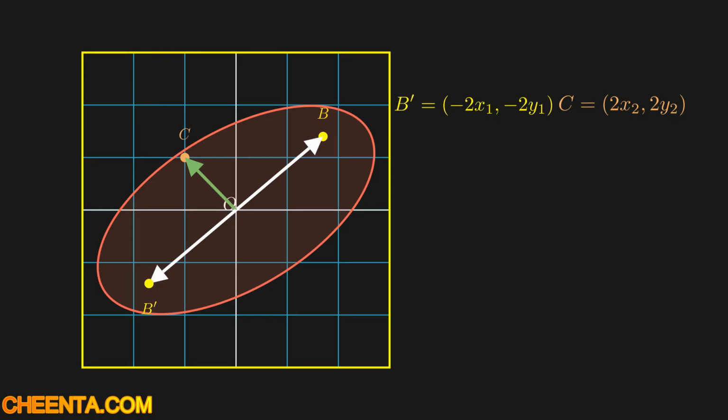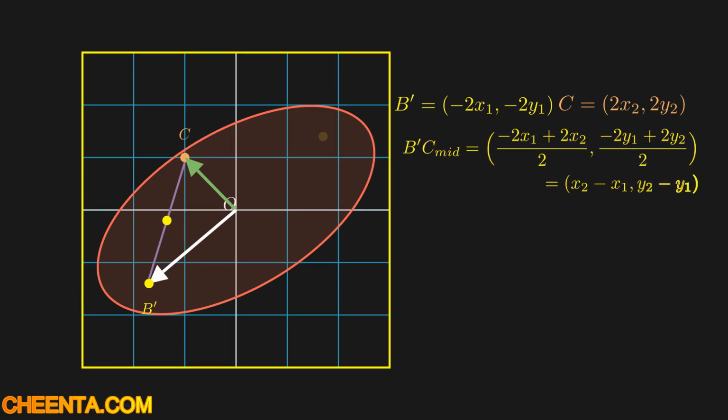Now, as the points B dash and C are inside this set K, their midpoint will also be inside this set K, which is represented by the new yellow dot. Its coordinate can be calculated mathematically, and this is the formula. As you can see, its coordinate is (x2 minus x1, y2 minus y1), and these two are actually integers. Hence, this is the proof that there is another integer point aside from the origin inside this set K. I hope you have understood it.